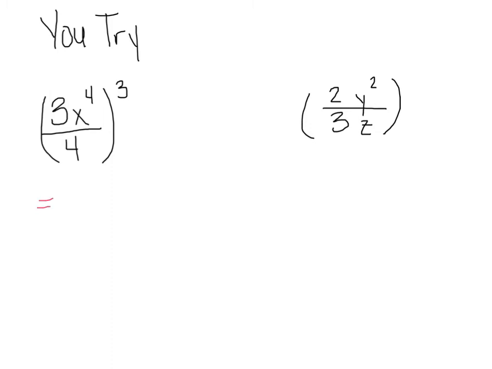Here we would have 3 raised to the third power, x to the 4 times 3, which would be x to the 12th power, and also 4 raised to the third power. When you work this out, you would have 27 x to the 12th over 64.